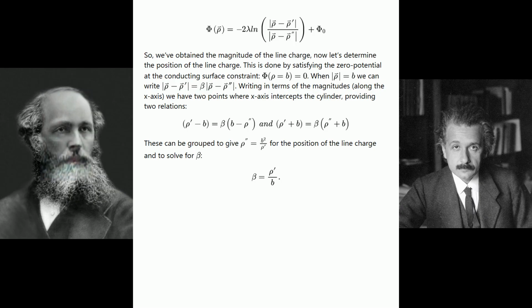When the absolute value of rho equals b, we can write the absolute value of rho minus rho prime equals beta times the absolute value of rho minus rho double prime. Writing in terms of the magnitudes along the x-axis, we have 2 points where the x-axis intercepts the cylinder, providing 2 relations. See the equation. These can be grouped to give rho double prime equals b squared over rho prime for the position of the line charge, and to solve for beta. See the equation shown.